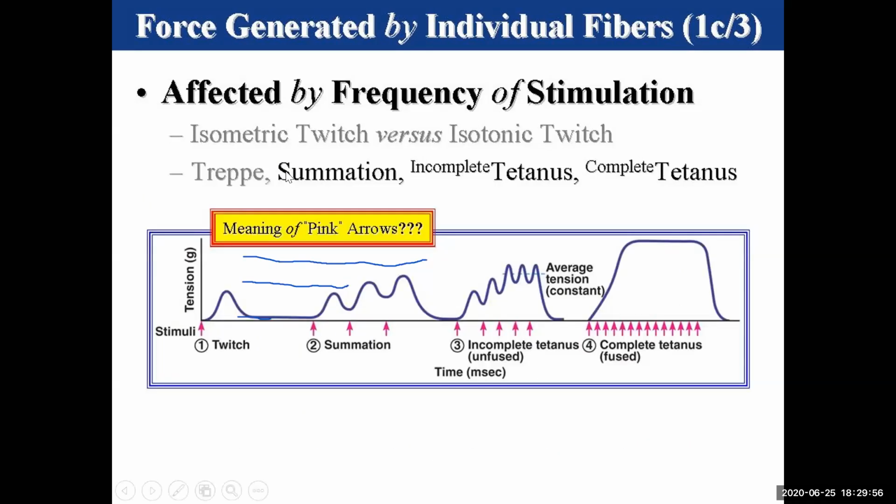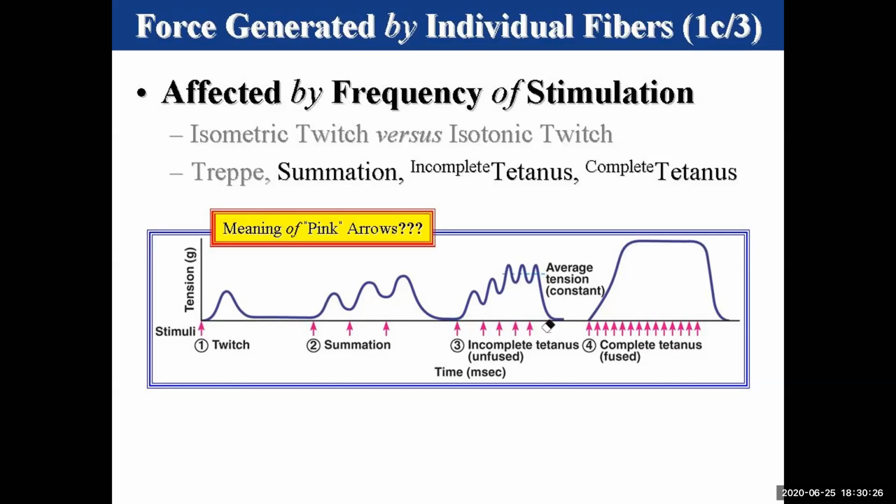And the next one is the summation. So when the muscle contracts, the contractions can add to one another. So this is a single contraction, the twitch. Summation, so you have a jerky movement in your limbs. So that's summation. The next level is incomplete tetanus.